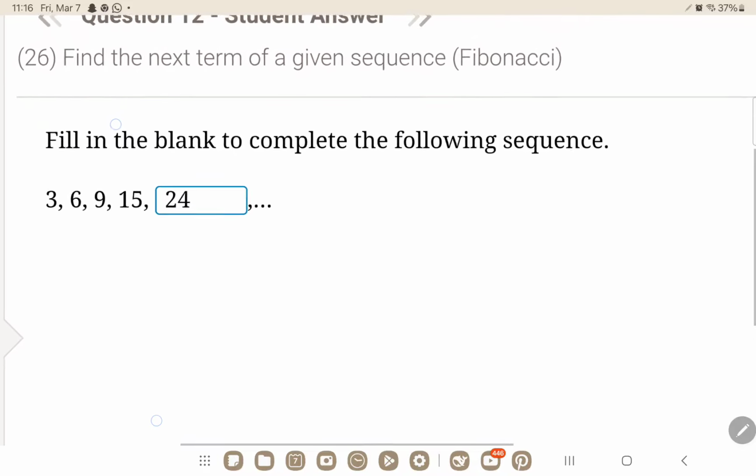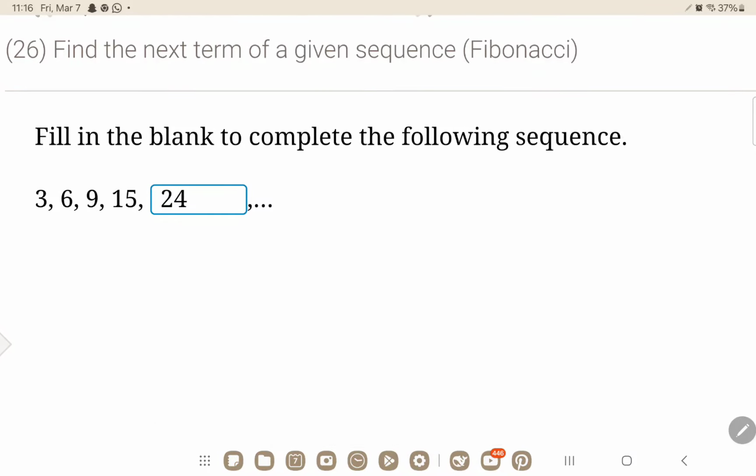Okay, so guys, here we have a Fibonacci sequence. To know the sequence, what does Fibonacci sequence mean? It means that you first take your first 2 digits, you add them, you get your third digit when you add them. So 3 plus 6 is 9. Then you get your fourth digit by adding the second and the third digit. So 6 plus 9, 15.